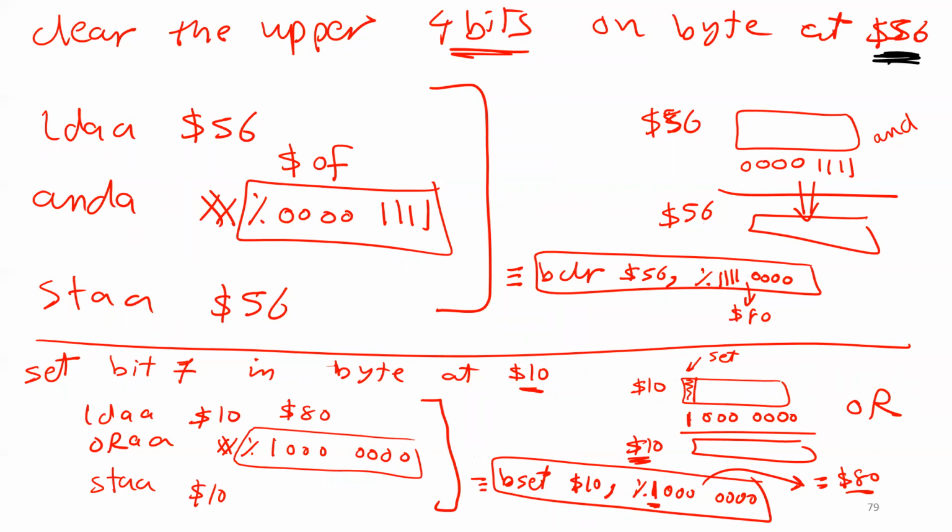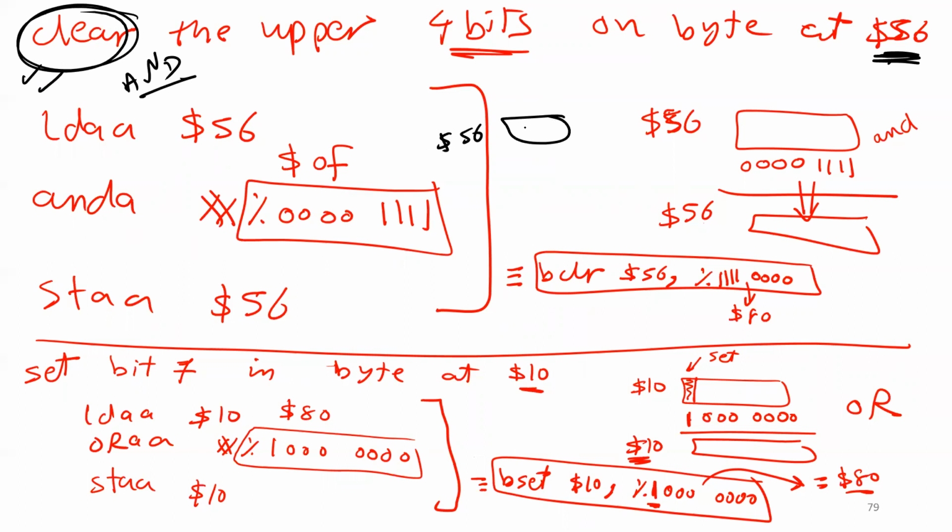The way you should think about clear: as long as you want to clear, you have to use logic AND. That's totally fine. I want to do logic AND for this byte, the byte at 56, and I want to clear the upper 4 bits and not change the other bits for sure.